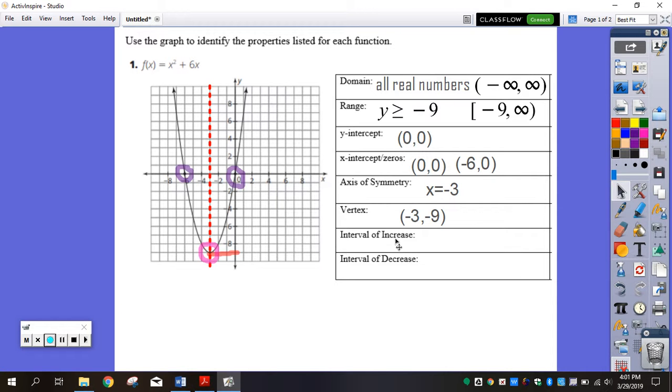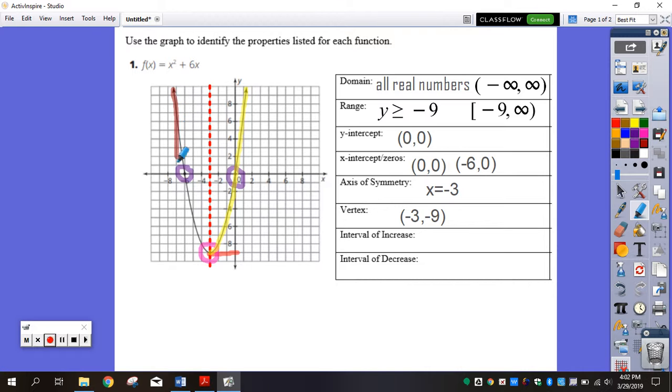So if I asked you to highlight the part of the graph that increases, what you would do is you would start on the left. We read a graph just like we read a sentence, from left to right. So I start on the left side of my curve, and I'm going down. That's a decrease, but then once I get to that vertex, it begins to move upward, which is your increase. So on this half of my parabola, I'm increasing.